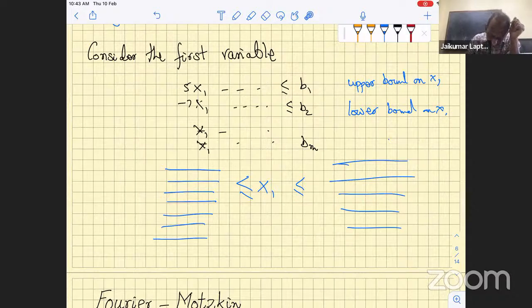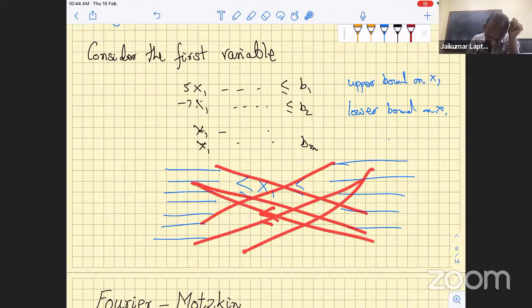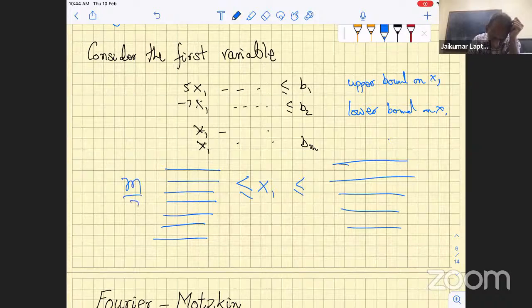Now, I just take every one of these equations, every one of these expressions, and ignore x1 and just put a less than or equal to. That is, I take the Cartesian product. So if there were maybe m over 2 equations on this side and m over 2 equations on this side, I take all these inequalities and form a new system of inequalities. But this system doesn't have x1 anymore. These are just inequalities among the remaining variables.